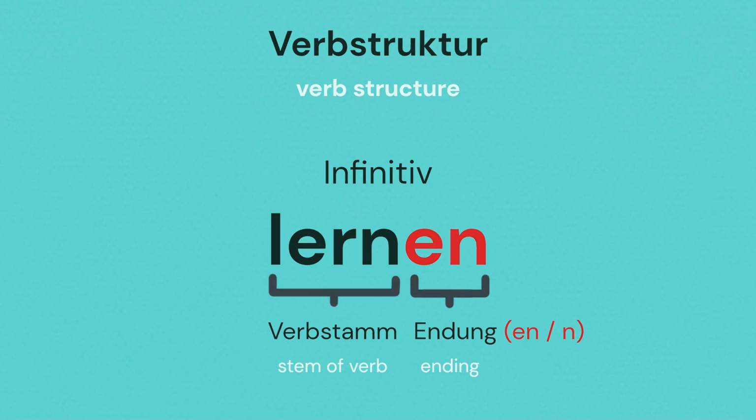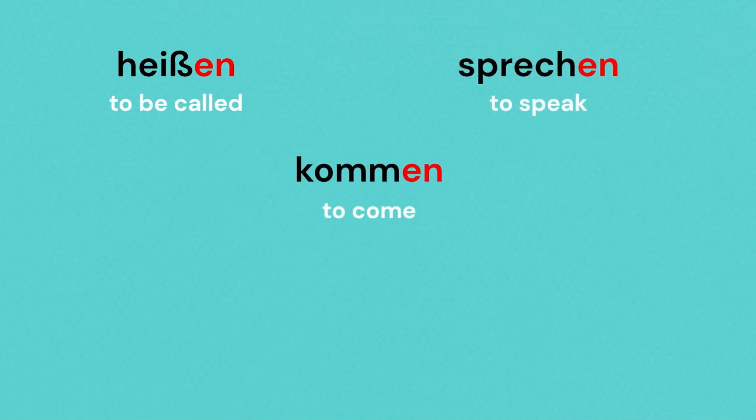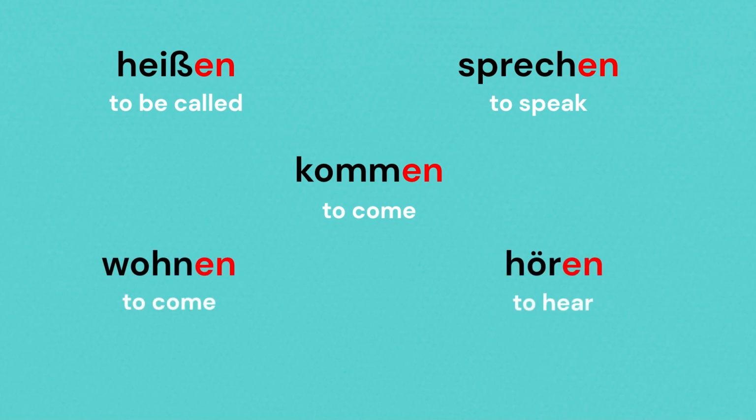Here are some more verbs in their infinitive forms. You already know these verbs in some way or the other. Heißen, sprechen, kommen, wohnen, hören, machen. The best way to remember a verb is to remember its infinitive form.